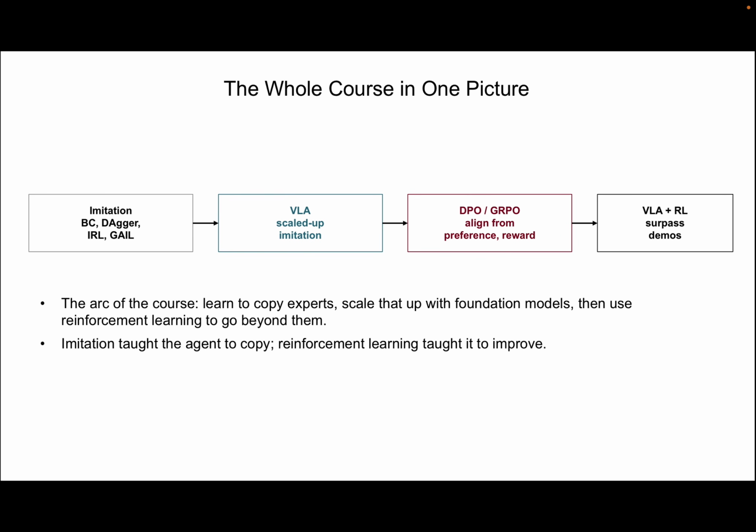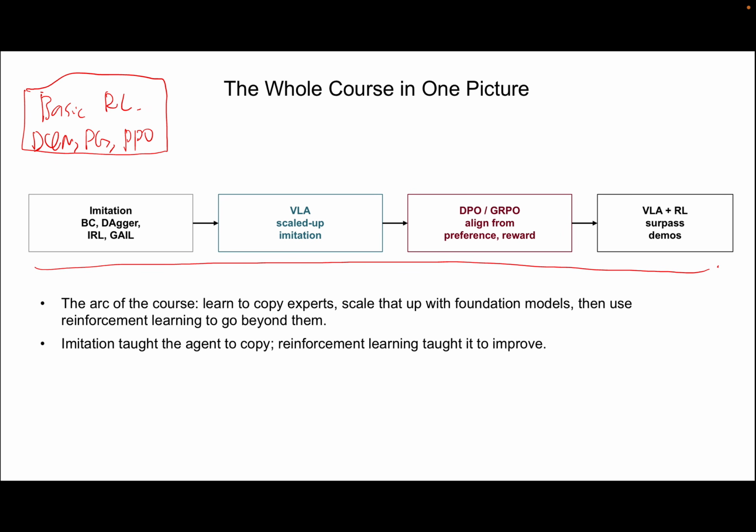And let's see the whole course in one picture. Of course, there is basic RL, like DQN, what we learned, policy gradient, or PPO. These are just the basic RL. But based on this basic RL, we can understand this one. This is the whole pipeline of robotic research these days.